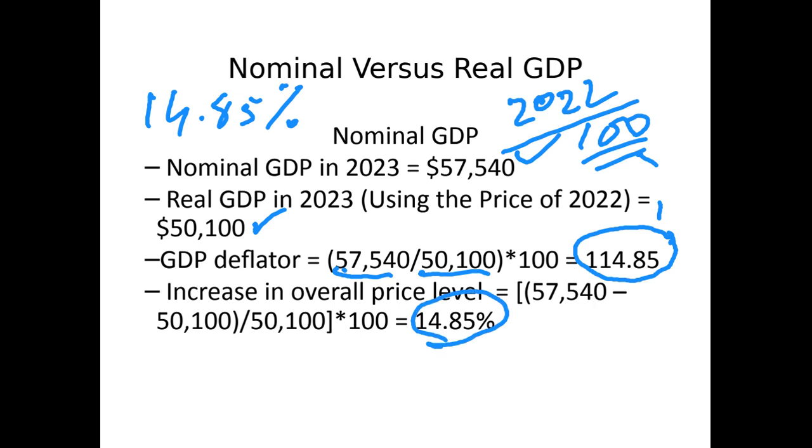We can also calculate this 14.85% by just taking the percentage increase. So 57,540 minus 50,100, divided by the same initial value, 50,100, times 100, and I get the same answer, 14.85%. So there's an increase in the price level by 14.85%, and that is the reason why nominal GDP is higher, because there is some price impact as well. The value of those goods and services has gone up because of this increase in price as well.